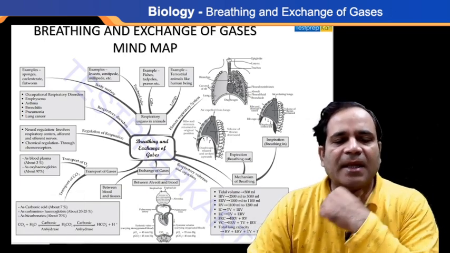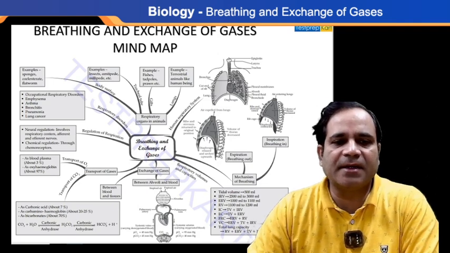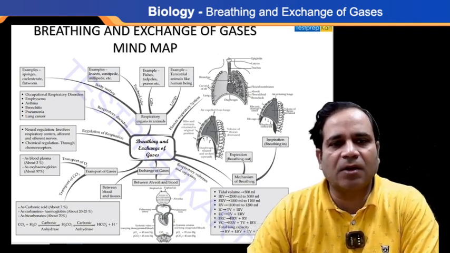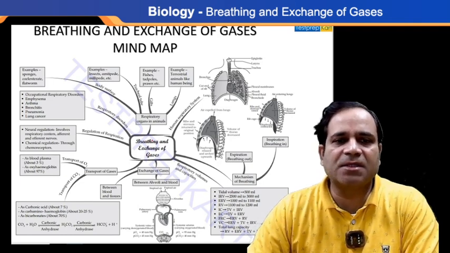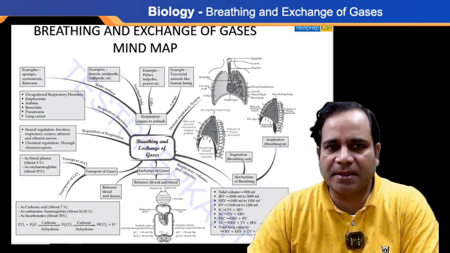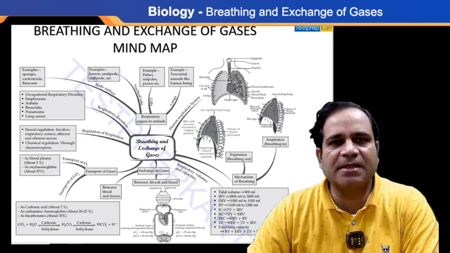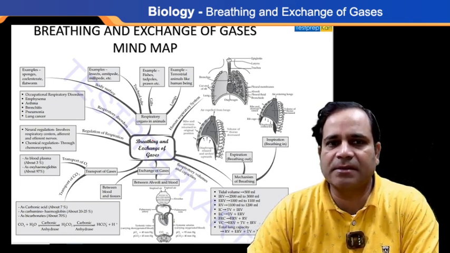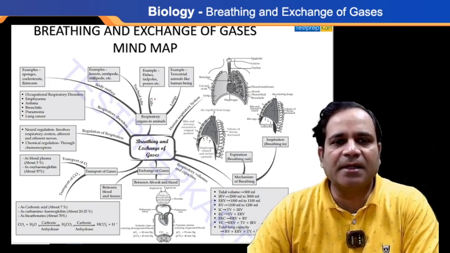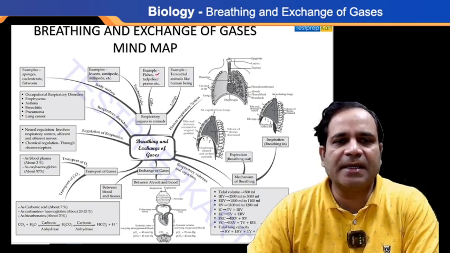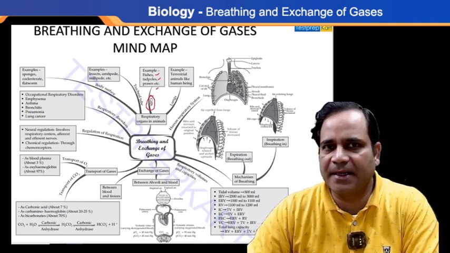In respiratory organisms, my dear, for exchange of gases, we all know that there are different organs in animals for respiration. Is that clear? In different animals, they use different types of organs for respiration. Take the example given in the mind map: fishes, tadpoles and prawns respire with the help of gills. Correct?